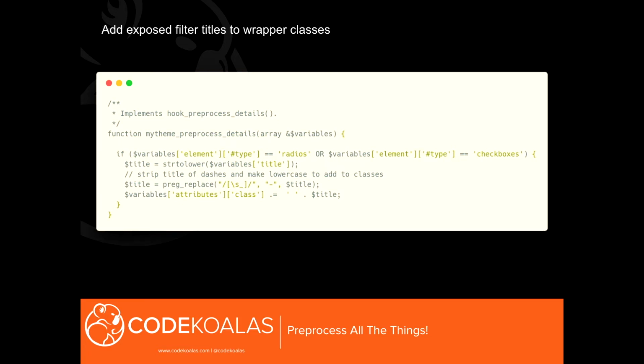And this is a little different than the previous one, which was a classes array. This variables attributes class is a string. So as you see here, you just append this string onto the end of that class, and it will add those classes to the page.